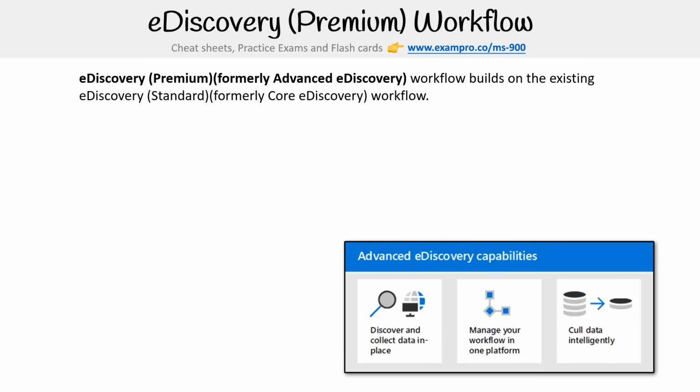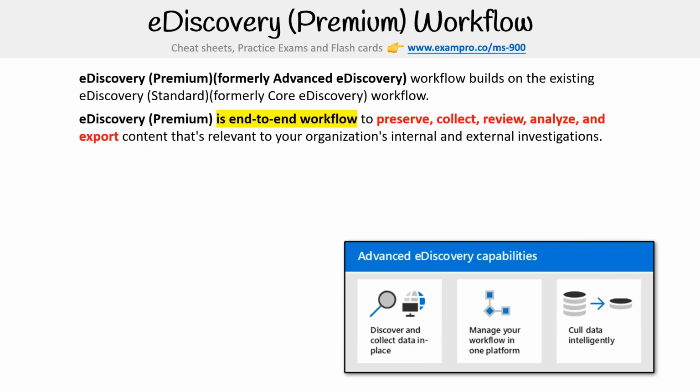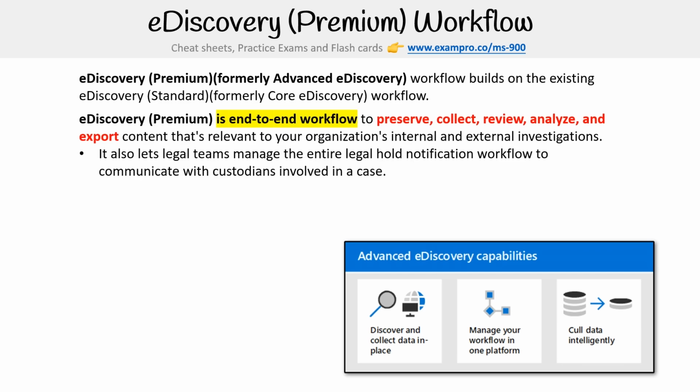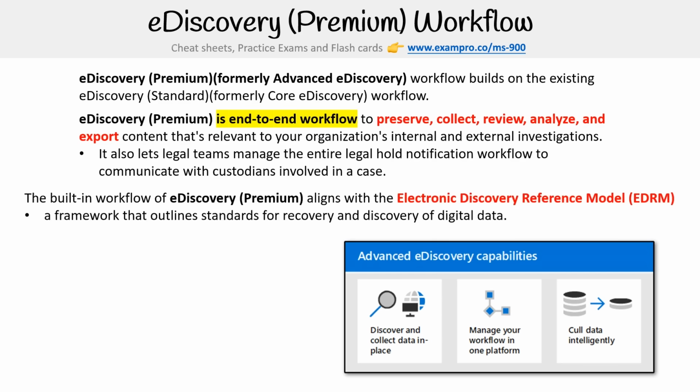Taking a look at eDiscovery Premium, formerly Advanced eDiscovery. So, the eDiscovery Premium workflow builds on the existing eDiscovery Standard workflow. It is an end-to-end workflow to preserve, collect, review, analyze, and export content that's relevant to your organization's internal and external investigations. It also lets legal teams manage the entire legal hold notification workflow to communicate with custodians involved in a case. So the built-in workflow of eDiscovery Premium aligns with the Electronic Discovery Reference Model, EDRM, which is a framework that outlines standards for recovery and discovery of digital data.